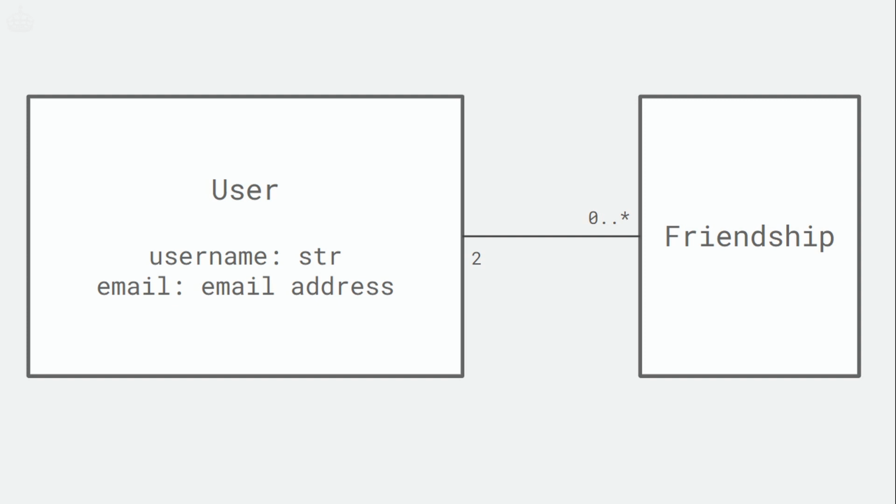This is a class diagram, but I'm not talking about Python classes. I'm just mapping out the pure concepts that we're talking about. There's the concept of a user and a concept of a friendship. Users have usernames and email addresses. Friendships are always related to exactly 2 users. Users can have any number of friendships. These are just concepts, but it's still valuable to talk about in that context.